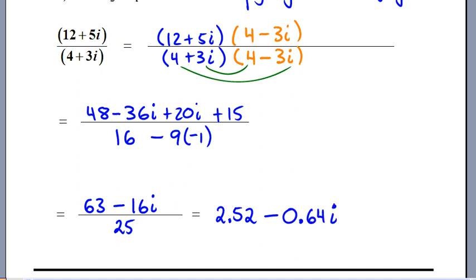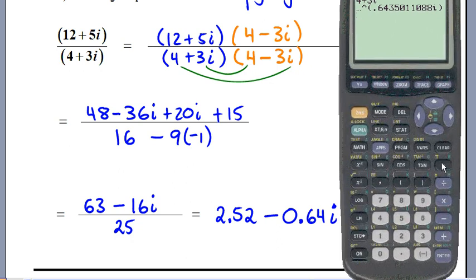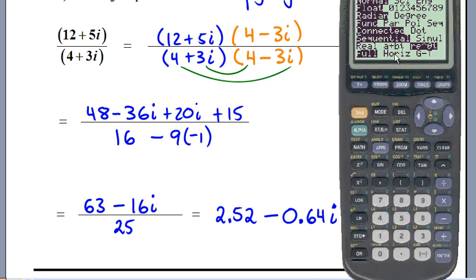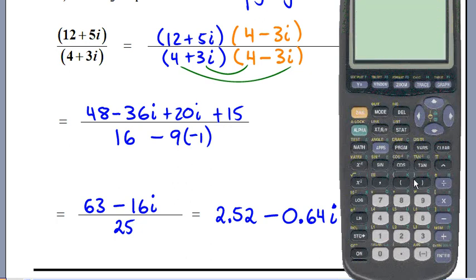And my calculator knows how to do this too. If I ask it to just double check my work, I am going to change the mode back to please talk to me in a plus bi's. So I'm going to go down here, say I'm willing to do complex stuff, but let's chat that way. And then I can go 12 plus 5i divided by a 4 plus 3i. And it goes, yep, I got it, 2.52 minus 0.64i.